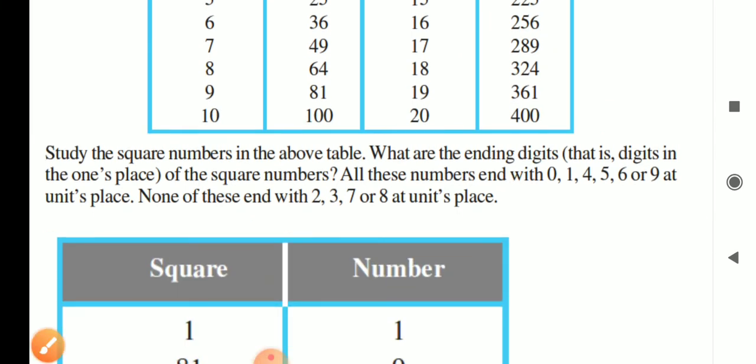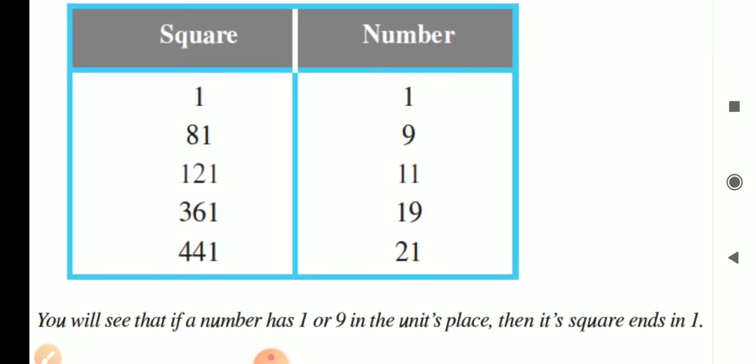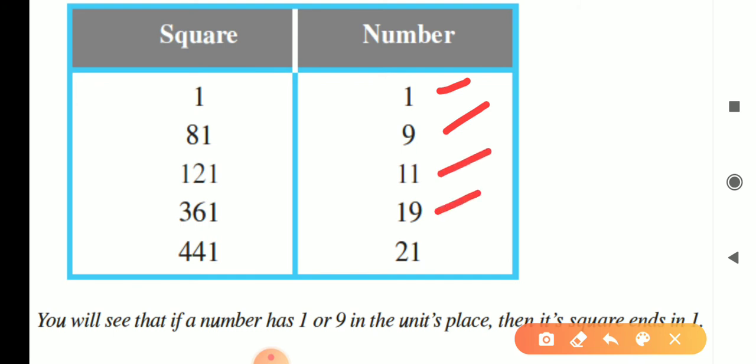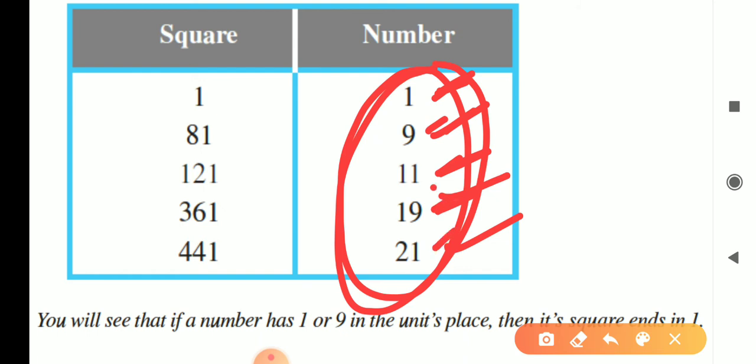Now, consider the next table. Here I am taking only 5 numbers: 1, 9, 11, 19 and 21. At the unit place here you can see 1 and 9. In all these numbers, the unit place is always 1 or 9.